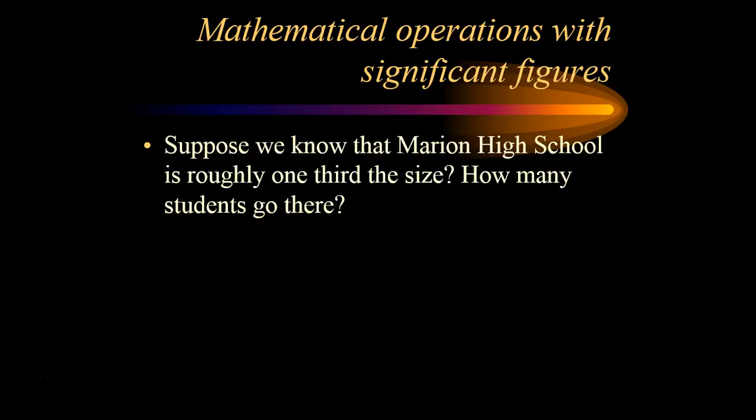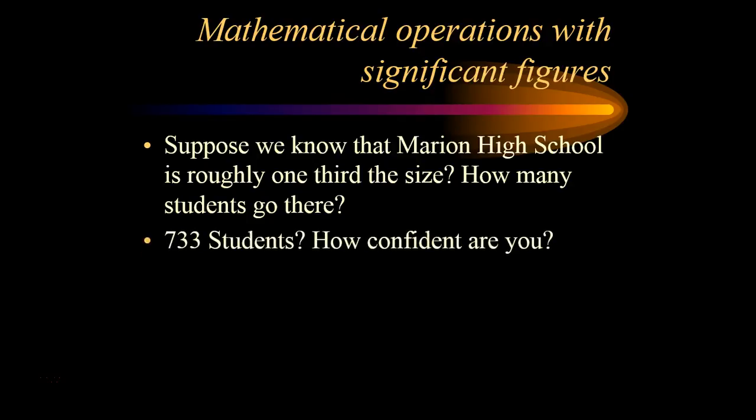Then I tell them, okay, let's say that we know that Marion High School is about 1/3 of the size, all right? And I ask you how many students go there. Well, for those of you who are pretty good at math, you say, all right, if we're going for 1/3 of the students, we're simply going to divide by 3. If we take 2,200 and divide it by 3, we get 733 students, all right?